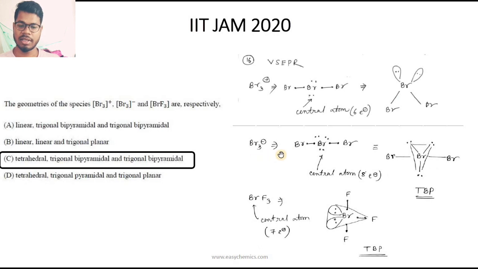For Br3 minus, there is 1 extra electron, so 7 plus 1 extra is 8 electrons. That means after bonding with 2 bromine atoms, the central bromine atom will have 3 lone pairs, so it may be a trigonal bipyramidal like structure. The same is true for the other one. You will find this example directly in my material. By the elimination method you can discard all those options, so this is quite easy.